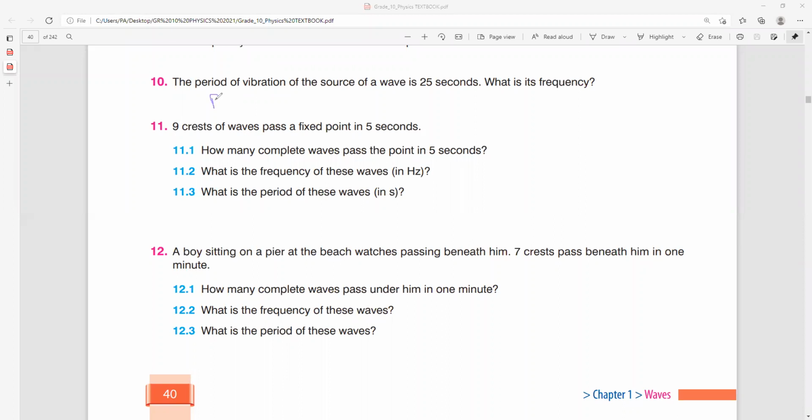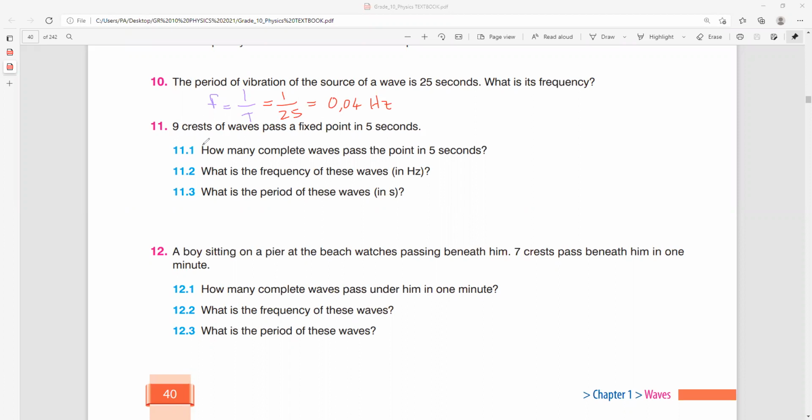Frequency, f equals 1 over T. We are writing, and then people, how can we get the answer? 1 over 25 and 0.04 Hz. Done. Okay, this is our answer for 10.